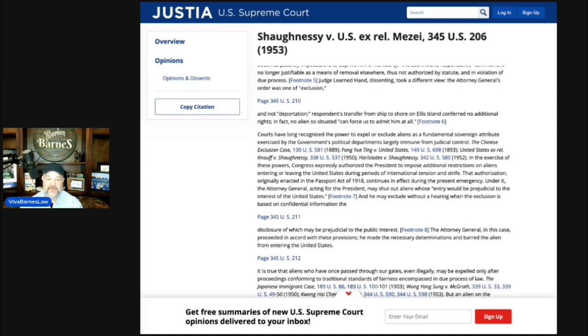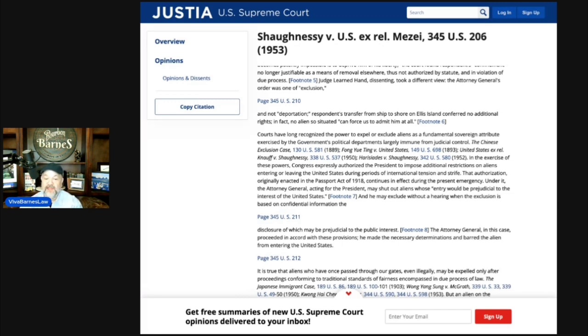Courts have long recognized the power to expel or exclude aliens as a fundamental sovereign attribute exercised by the government's political departments. Namely, who are the political departments in the U.S. government? The elected branches of government. Who is that? The President of the United States and Congress. And note this power to expel or exclude. This includes excluding them when they try to come in and expelling them from the country when they're already here. And what about this power? It is, quote, a fundamental attribute of sovereignty. And who has exclusive control over that power? The government's political departments, Congress and the president.